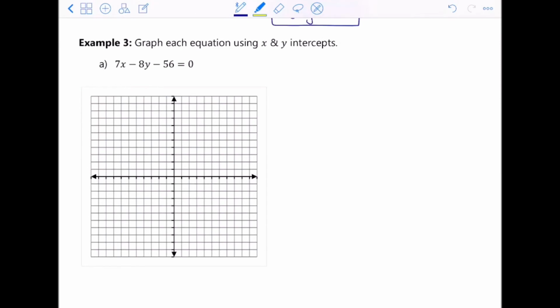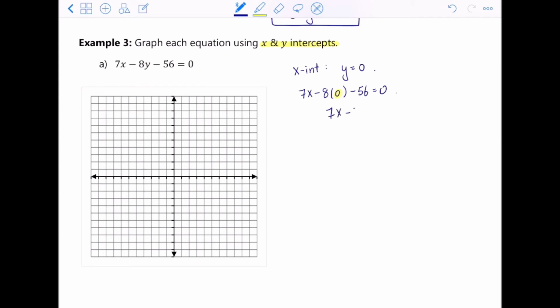Example 3, graph each equation using x and y intercepts. We are given a general form equation, and we're going to first determine what the x and y intercepts are. The x-intercept happens when y equals 0. That's a definition we went over in the beginning of this lesson. So we're going to rewrite this equation by subbing in y equal to 0. I subbed in y as 0, and so we're going to simplify.